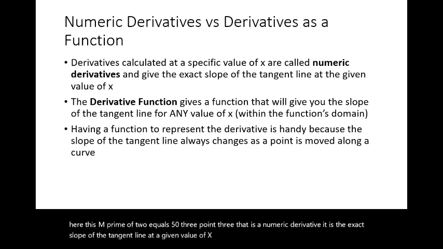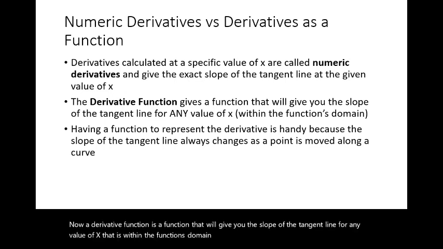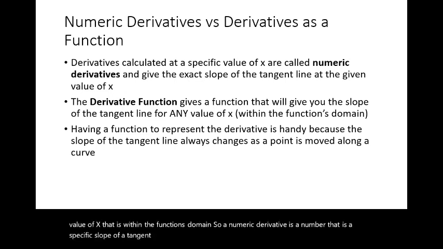Now, a derivative function is a function that will give you the slope of the tangent line for any value of x that is within the function's domain. So a numeric derivative is a number that is a specific slope of a tangent line at a specific point in time, whereas the derivative function is a function that will give you the numeric derivative at any value of x that you plug in.